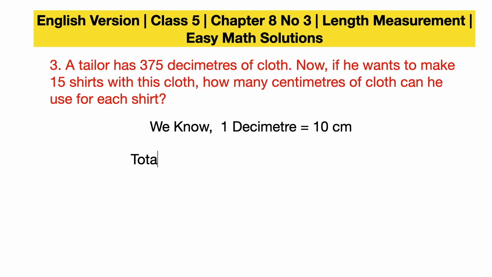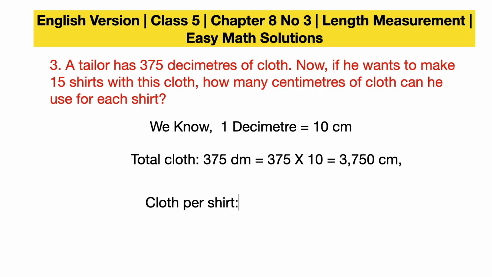Then the cloth has 375 decimeters. That means 375 times 10 equals 3750 centimeters. Then cloth per shirt: 3750 divided by 15 equals 250 centimeters. Answer: 250 centimeters.